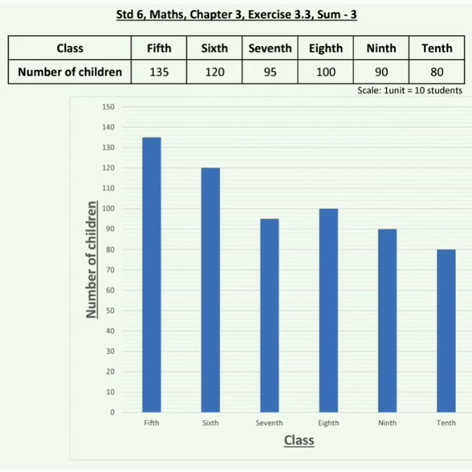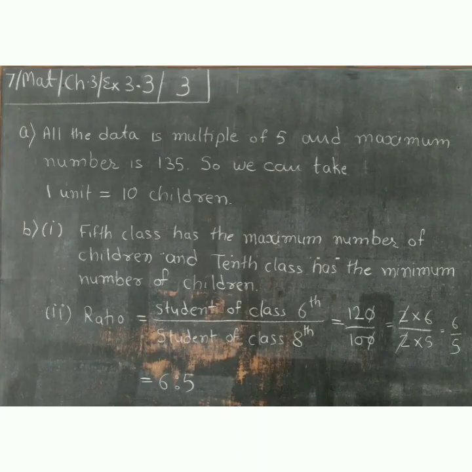Now first question, how would you choose a scale? Now the answer: all the data is a multiple of 5 and the maximum number is 135. So we can take 1 unit equal to 10 children. Is it clear, everyone?